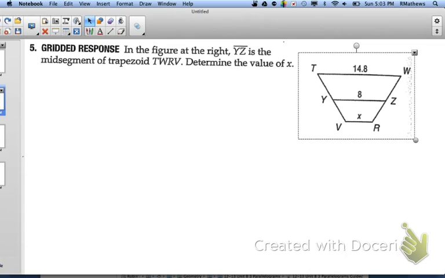in this figure we are told that YZ is the midsegment of trapezoid TWRV and to find the value of X. So what I want to do at first is start marking things. If I know that YZ is the midsegment, I know TY is congruent to YV, WZ is congruent to RZ. I know that information based on it being a midsegment.